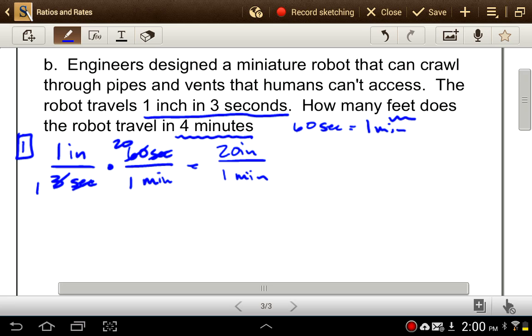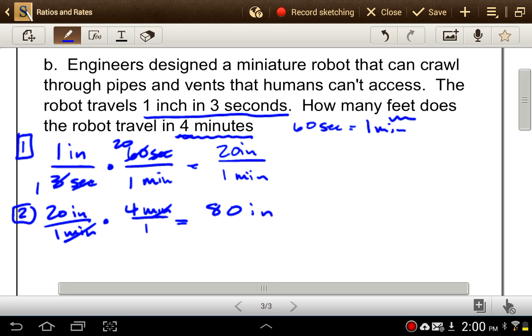Now, step 2 is my robot wants to go in 4 minutes, so I'm going to take my 20 inches per minute, and now I'm going to multiply it by 4 minutes. Okay, and that's just over 1. There's no other rate. I'm just multiplying it by 4 because I just want to know how many in 4 minutes. Again, the minutes can cross off. That's going to give me 80 inches. It is no longer a rate anymore. It's just 80 inches, because I got rid of all my other units.